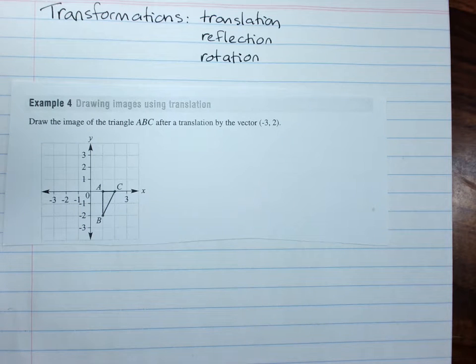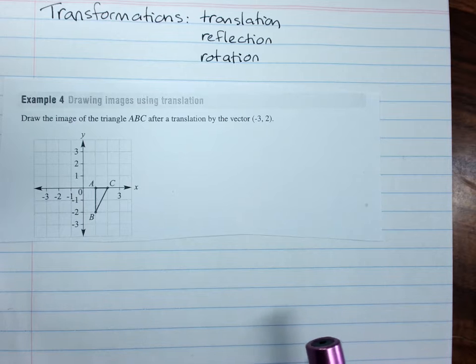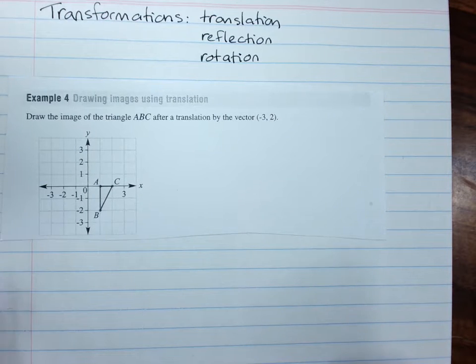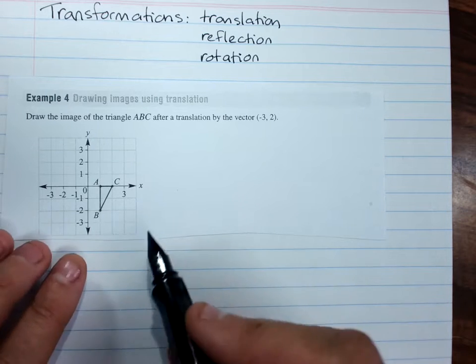Transformations, we're looking at translation, reflection, and rotation. So we're starting with translation. All of these transformations are ways of moving a shape around while keeping it the same shape and size. Translation is moving it side to side or up and down. So left to right or up and down.